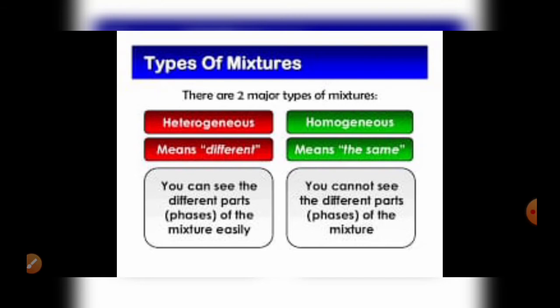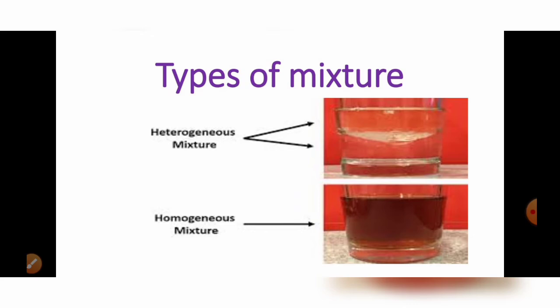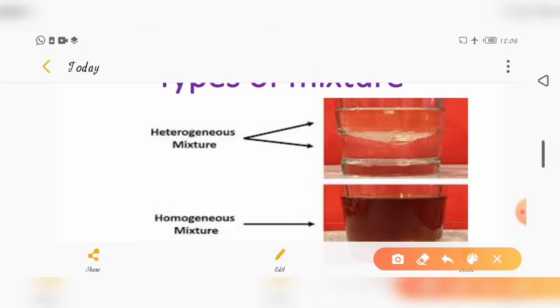Okay, there are two types of mixtures. One is homogeneous, another one is heterogeneous. These are the major types of mixtures. In heterogeneous, you can see the different particles of the mixture easily. In homogeneous, we cannot see the particles, that is, the phases. See here, the type of mixture: in a glass there are two solutions. In one solution you see different layers, one layer here and one layer here, but in homogeneous only one layer will be there, so only one phase is there.